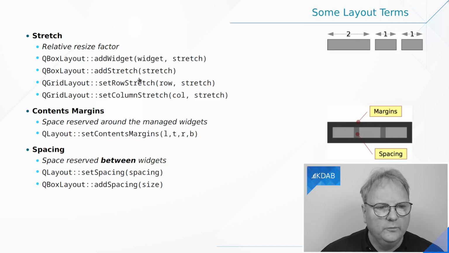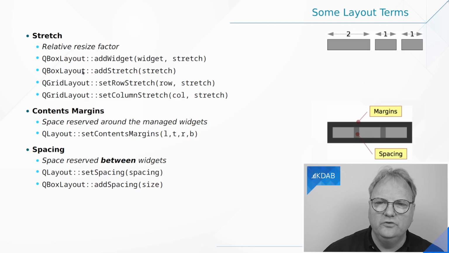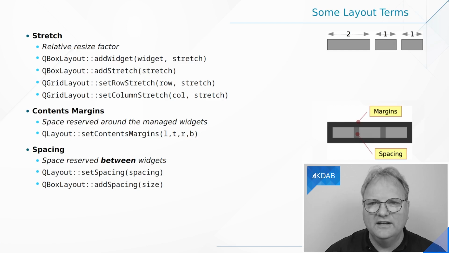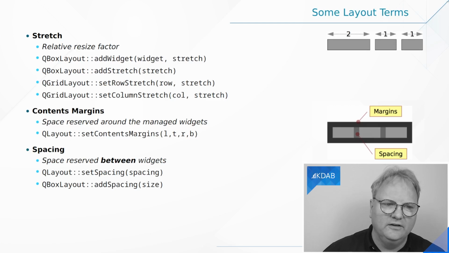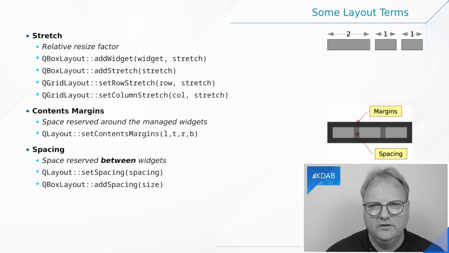For grid layout, we have the same thing for stretching rows and stretching columns. And actually for box layout, if you add not the closest one, not addWidget, but addLayout, so you have a horizontal layout inside a vertical one, then when you add the horizontal to the vertical, you can specify the stretch when you add the layouts. Now let me show you what all of this looks like in Qt Designer.